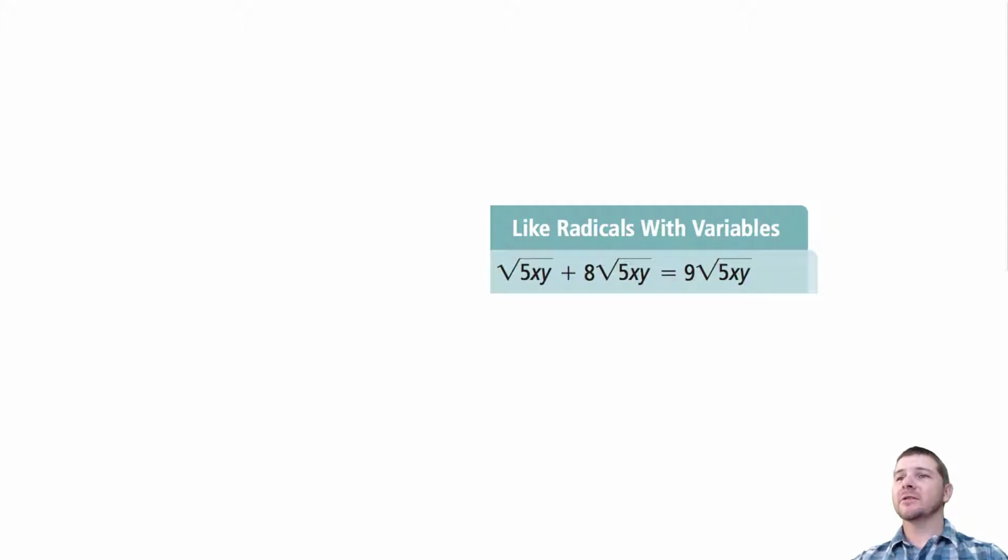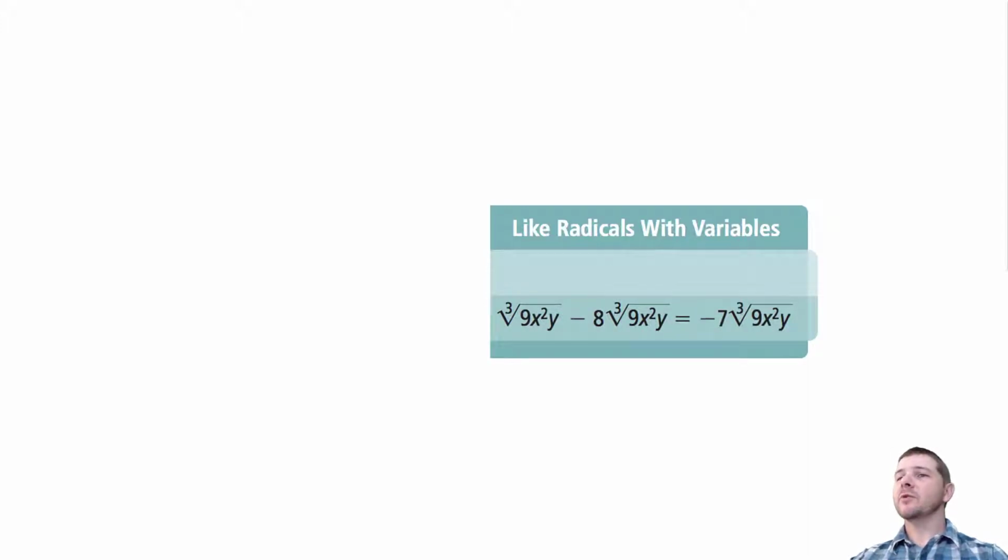Similarly, like radicals with variables. The square root of 5xy plus 8 times the square root of 5xy equals 9 times the square root of 5xy. Again, it's as though we have 1 square root of 5xy, and we're adding 8 more square roots of 5xy, and that equals 9 of those square roots of 5xy.